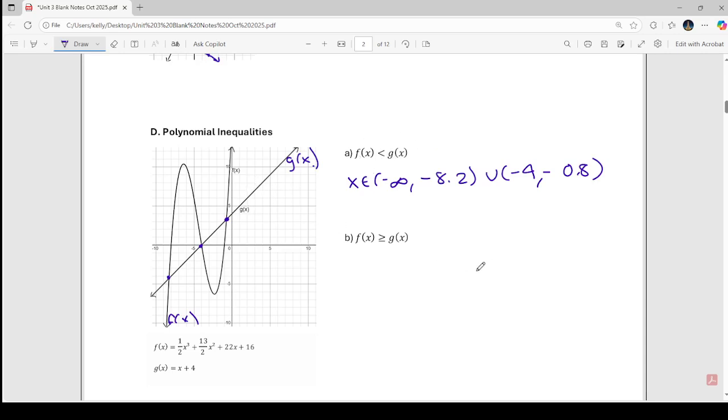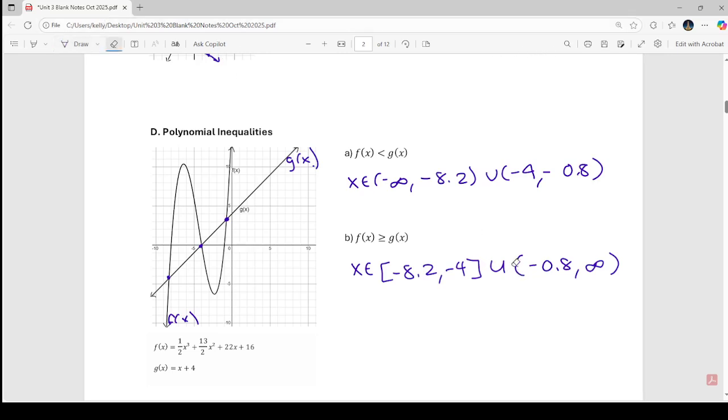Okay, then what about when it's greater than or equal to g of x? So when is f of x above? So we said it was above from, what did we say, negative 8.2 to negative 4. And it was above again from, and that's going to be square, negative 0.8 to infinity. And it's square because when is it greater than or equal to?